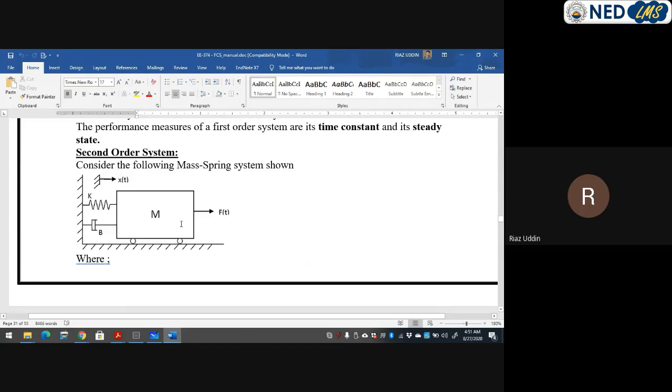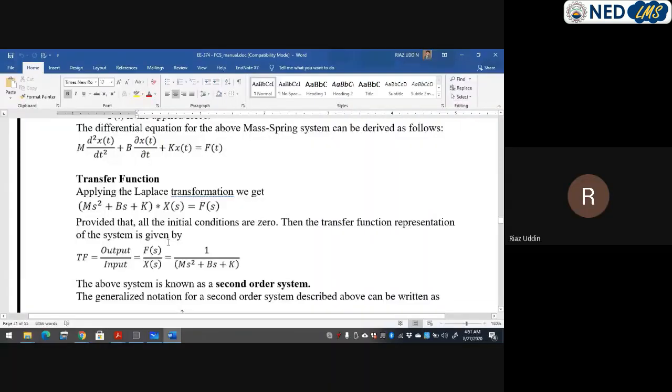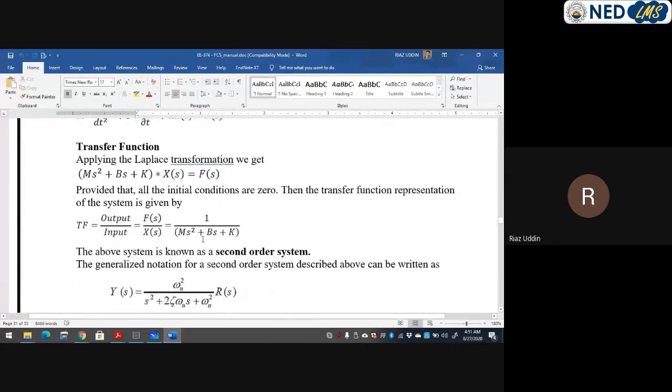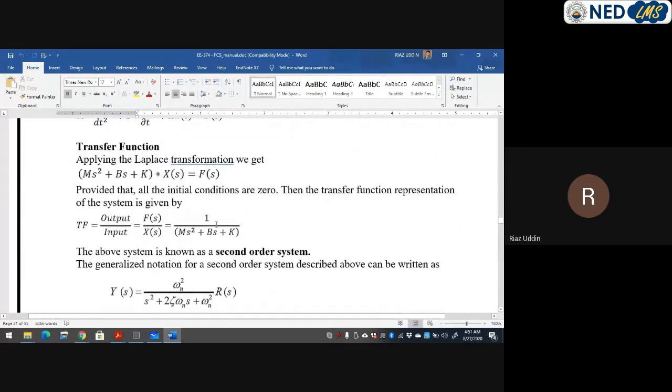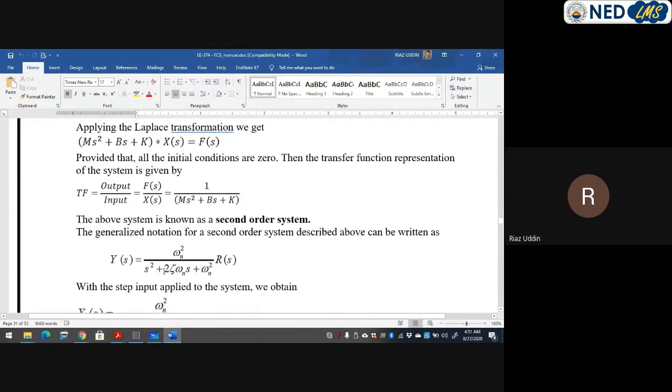Over the course of control system theory, you have been solving this problem. Let's see what the input is. The input seems to be f, and x seems to be the output. So we already have this particular transfer function, and that transfer function can be compared with the standard form, that is, the second order standard form.